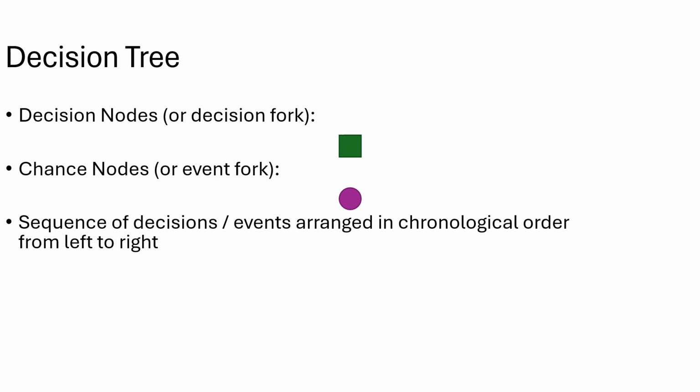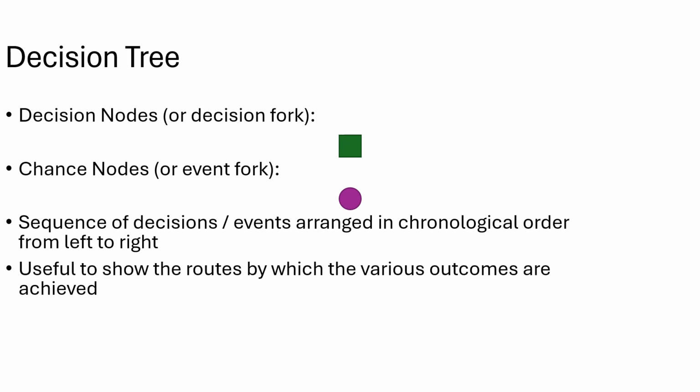So on the left-hand side of the diagram, what happens there happens before whatever you put on the right side. It should be sequential. Okay, so in the example we're going to look at here, the first thing that happens is you either buy or you don't buy. Right? You either buy X or you buy Y, and then the usage afterwards. These are just events that happen after you purchase, with some associated probabilities. It's useful to show the routes by which the various outcomes are achieved.